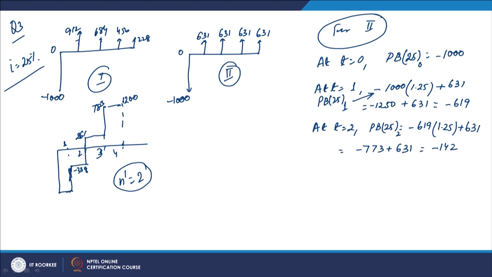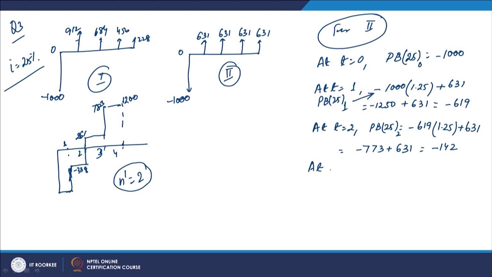What we saw in the earlier case is that at t equal to 2 itself, the sign changed from negative to positive, but here it is still negative. That is basically because of the difference in the initial transactions. In the first year you had the larger receipt of 912, whereas here you have only 631. So, that has created the difference.